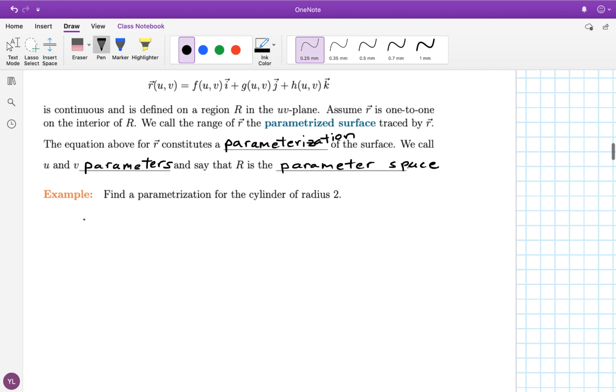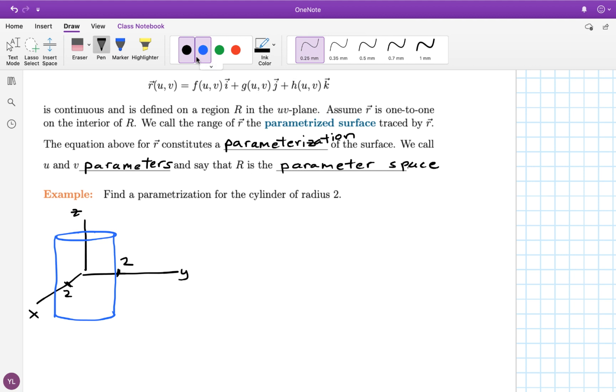So in this first example, we are trying to find a parameterization of the cylinder of radius 2. Let's make it upright along the z-axis, although we can make cylinders positioned in different directions, but this is a perfectly good place to start. And we want it to have radius 2, so it extends out to 2 here on the y-axis and the x-axis. And we should first remind ourselves how this cylinder is represented using just a Cartesian equation, like when we first encountered cylinders in the beginning of the course.